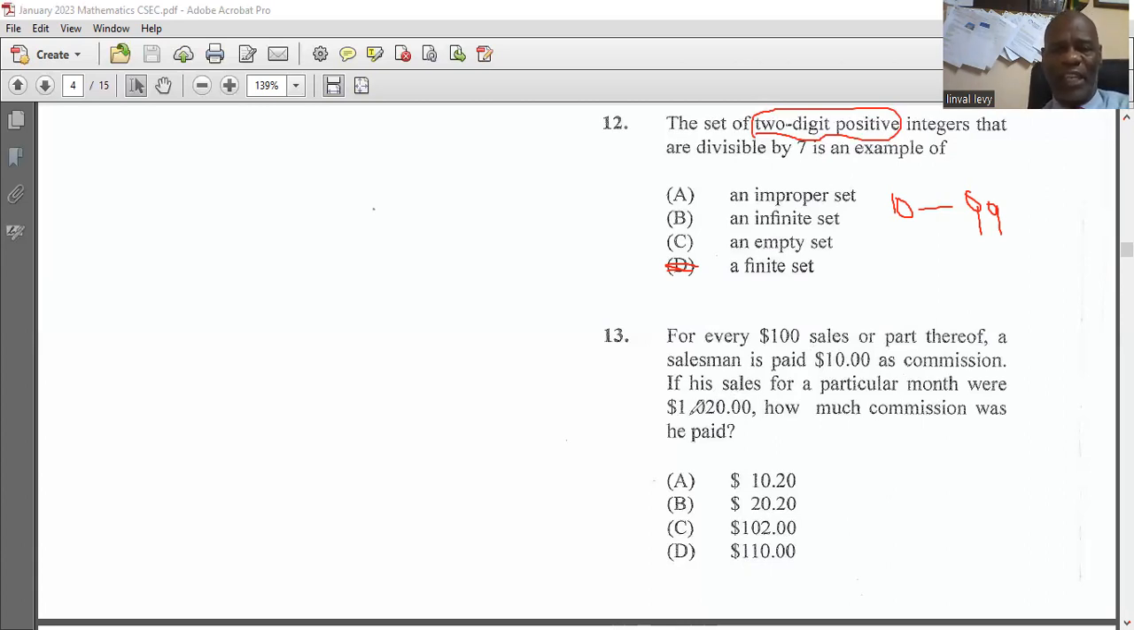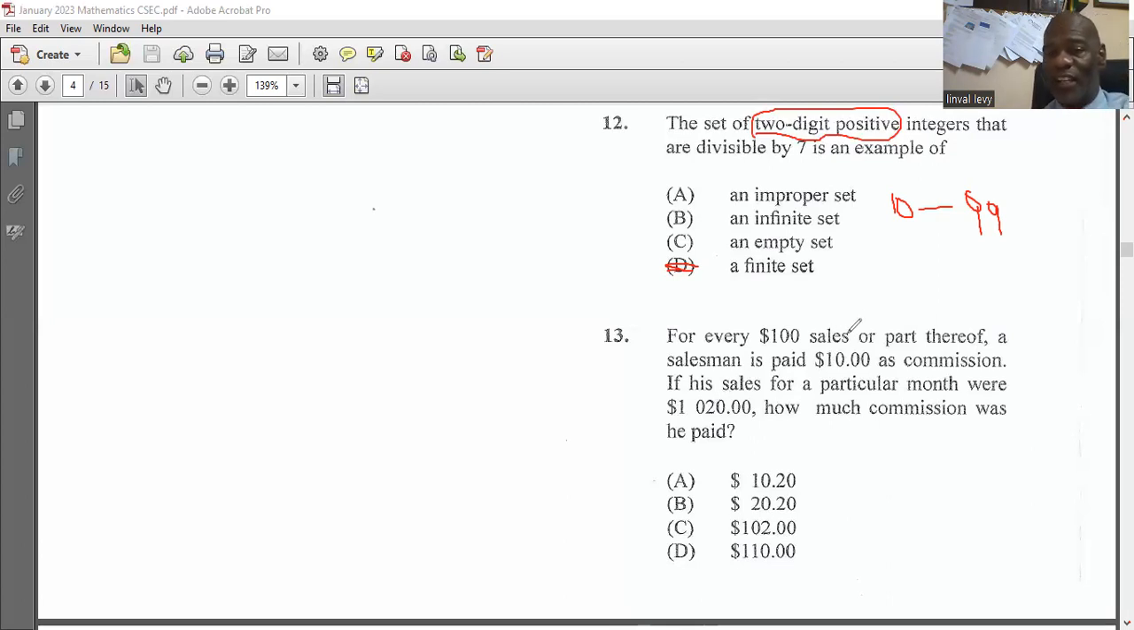All right. So in this case, you have $1,020. How many $100 can we get out of $1,000? We can get 10, and $20 left. So 10 times 10 is 100, and then $20 left.